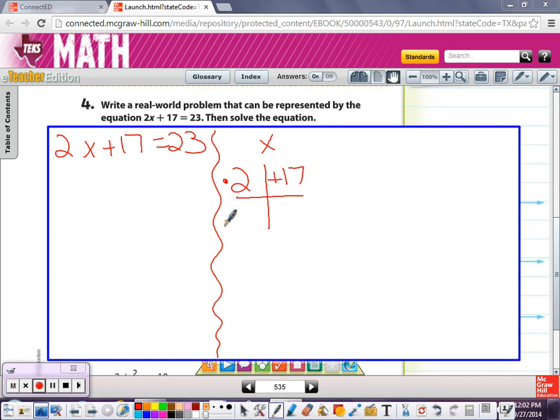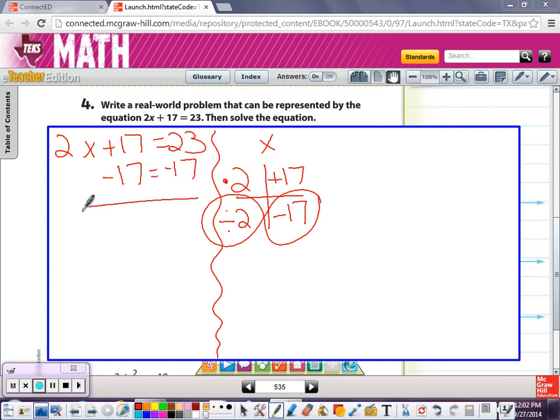The inverse of multiplying is dividing, and the inverse of adding is subtracting. We know these are the two steps we're going to follow. According to the rules set forth on the previous page, we get rid of addition and subtraction first, so I will go ahead and subtract 17 from the left side of my equal sign and from the right-hand side of my equal sign. This 2x goes ahead and drops on down. 17 take away 17 is 0 or nothing. 23 take away 17 is 6.